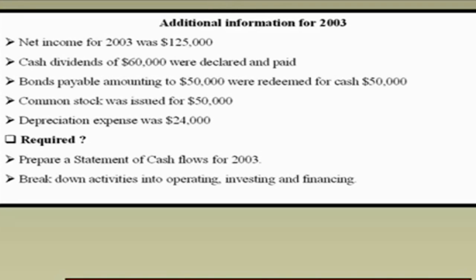What I want you to do is prepare a statement of cash flows for the year 2003, and I'll give you a hint. It'll be useful to break it down into three categories, that's operating, investing, financing. Why don't you stop this recording and have a crack at it? Even if you get it wrong, don't worry. This is quite a challenging problem, but it'll really help you understand how to prepare a statement of cash flows. So stop this recording now, have a crack at it, and once you're done, restart, and I'll go through the solutions with you.